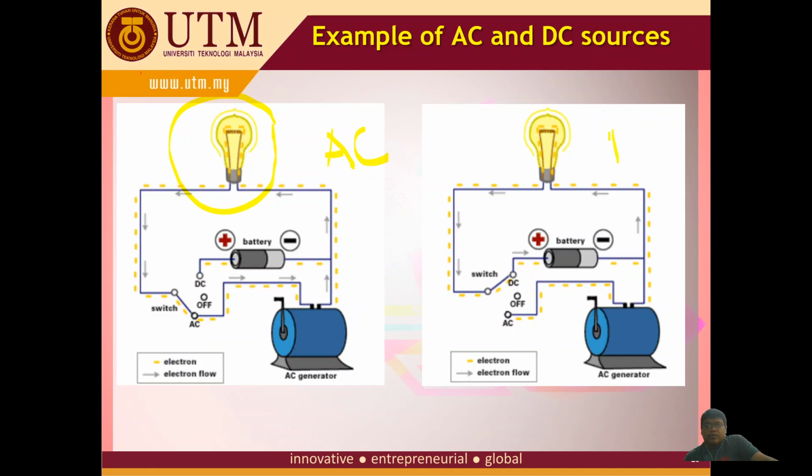Okay, so the circuit is quite the same, but as you see, the switch here is at AC and this switch at DC. So basically if you put the switch here, it's connected to the DC system. Okay, so what is a DC system? A DC system, we can say, has a positive and negative, with the current flowing from positive to negative.